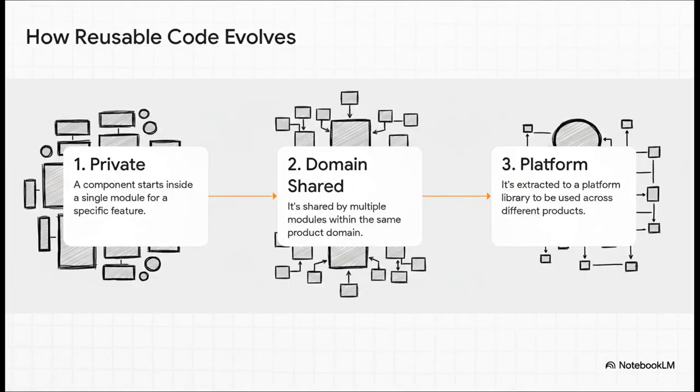What's so cool about this setup is how it handles making code reusable. It's a natural evolution. A new component starts its life as a private little thing inside one module. Then, maybe another module in the same product needs it. Okay, cool. You promote it to a shared component within that domain. And only, and I mean only, when a completely different product needs it, do you extract it into a true platform library. This kills premature abstraction dead.